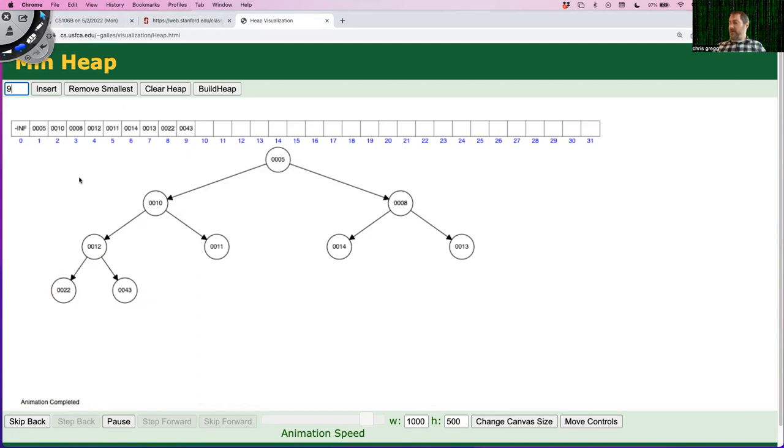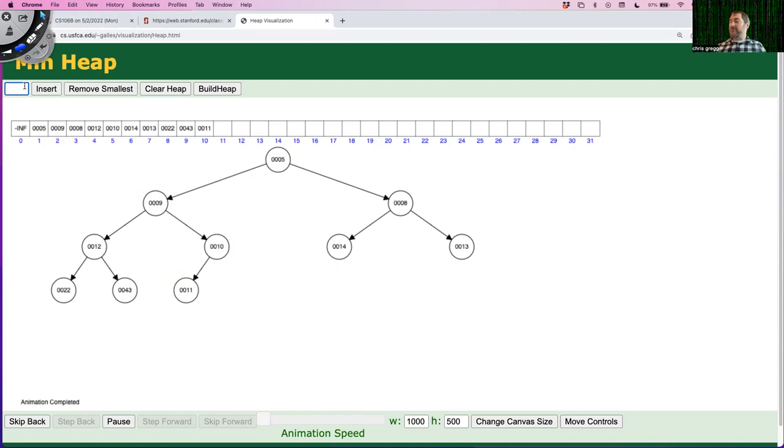I am going to slow this down, as it turns out, and I'm going to insert this. Watch what happens when I insert this, okay? 9 is going to go down there. That's where we put it before. It's going to check its parent there, and then it's going to check its parent there and stop. That's how it works.